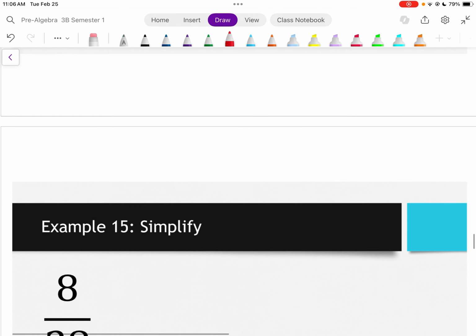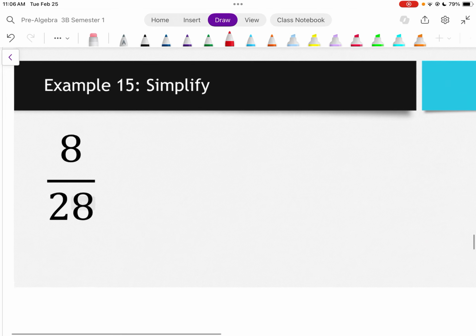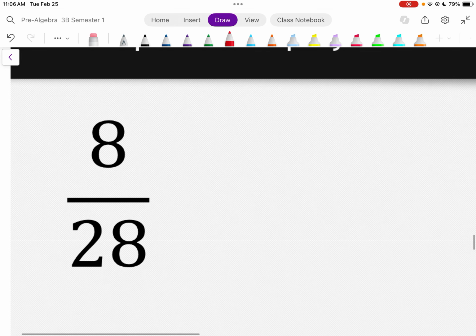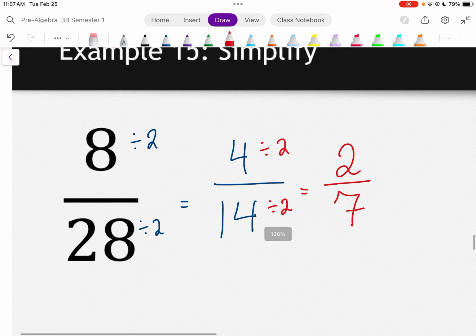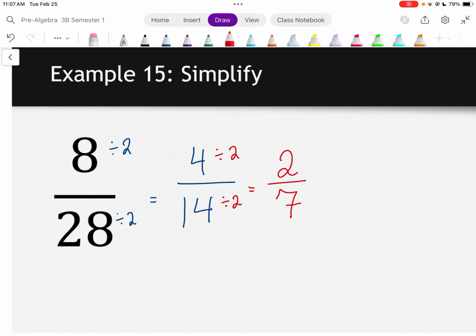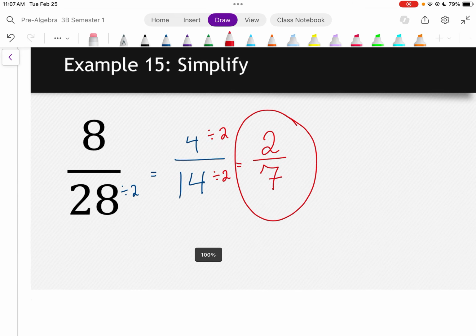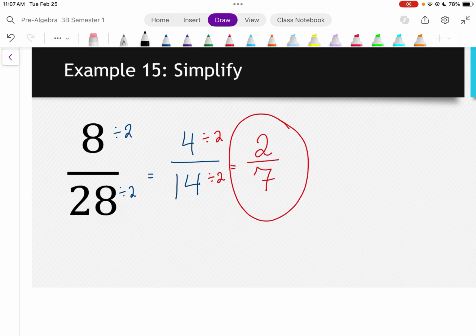All right, let's start example 15 here. Okay, 8 and 28. Right away, both of those are even. So I could start by dividing both of these by 2, and that would give us the fraction of 4 over 14. Both of these are even again, so I can divide by another 2, and that would give us the fraction of 2 over 7. Now, 2 and 7 can only be divided by 1 and itself. So that means this is in simplest form.